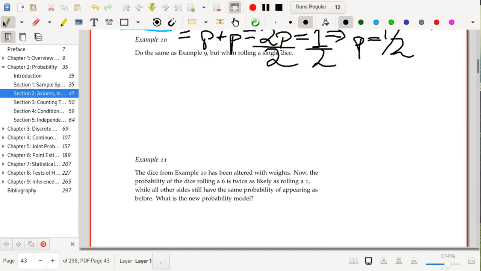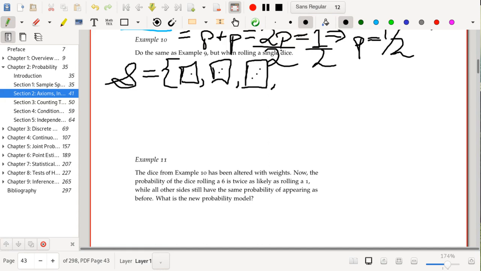Example 10. Do the same as example 9, but when rolling a single die. That is, we're trying to assign probabilities to outcomes in a sample space when we say that those outcomes are equally likely. So the sample space in this case is going to consist of die rolls. So we have the outcomes 1, 2, 3, 4, 5, and 6.